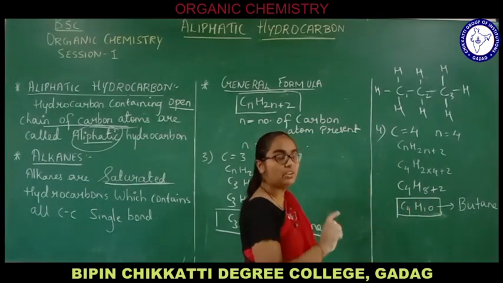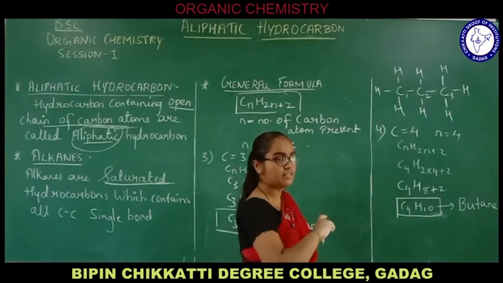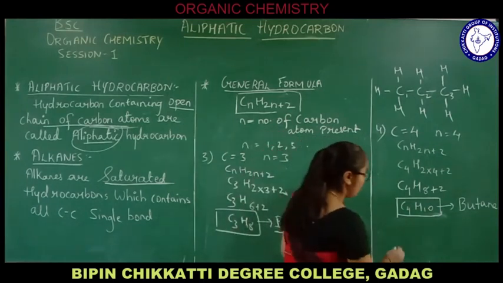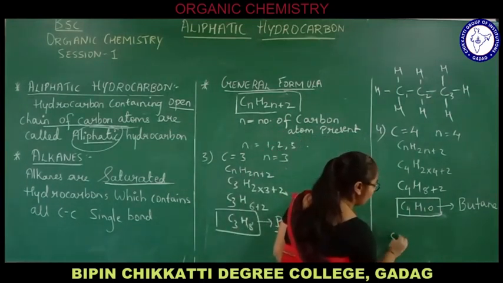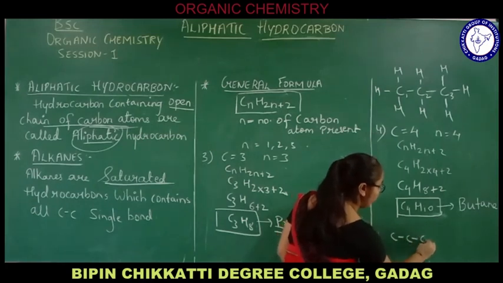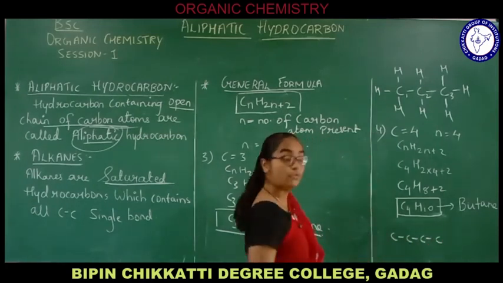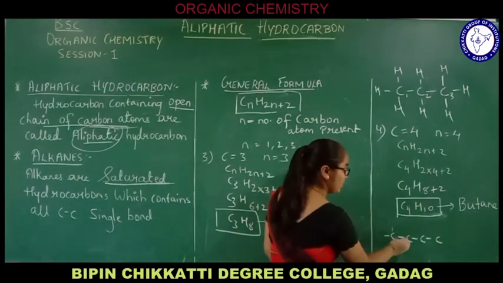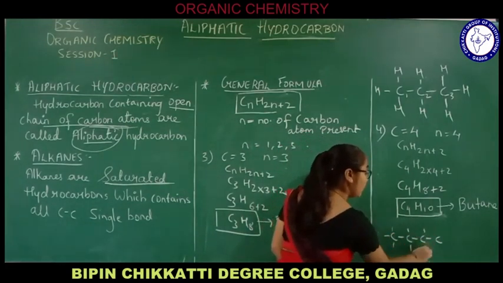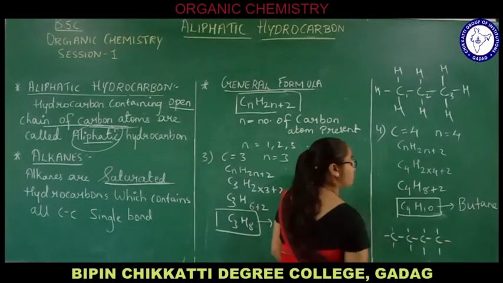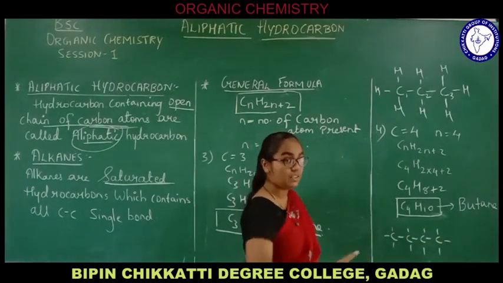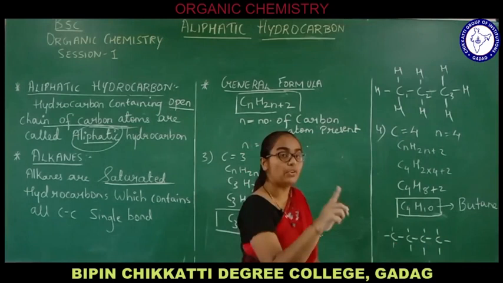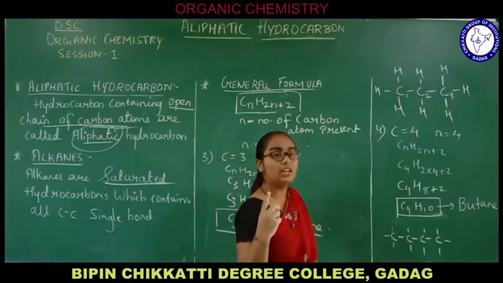We are talking only about the aliphatic hydrocarbon, meaning it is open chain or straight chain. So 4 carbon atoms: 1, 2, 3, 4. These are the 4 carbon atoms. Now the remaining bonds are going to be satisfied by attaching hydrogen atoms. Each carbon will bind with 4 elements, not more than 4.